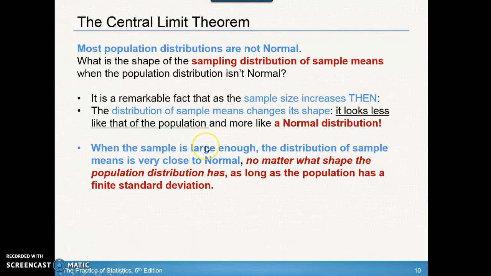How will we know when it's going to change shape? When the sample is large enough, in that case we took samples of size 100, found the mean of 100, put it on the graph. Another sample of size 100, found the mean, put it on the graph. When that sample size is large enough, the distribution of sample means is going to be very close to normal, no matter what shape the population distribution has, as long as the population has a finite standard deviation.